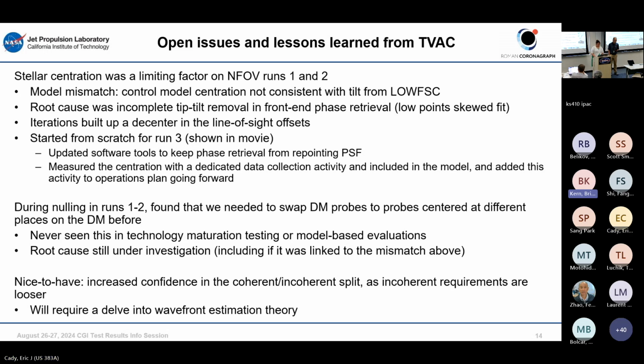And one piece I'll mention, nice to have, especially for these sort of requirement type questions, if people are looking for something to do, it would be nice to have some increased confidence in how much it's split between coherent and incoherent light. For CGI certainly, but I think with eyes towards HWO, where the incoherent light requirements are likely to be quite a bit looser. So understanding what's actually incoherent might be helpful from a verification and design perspective.